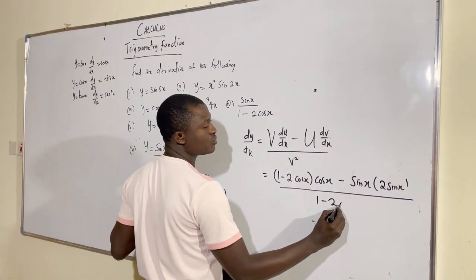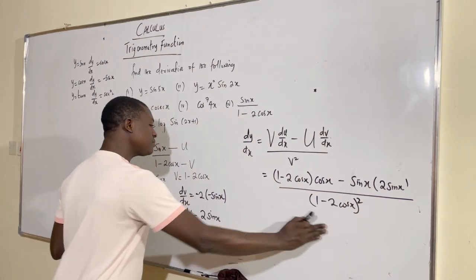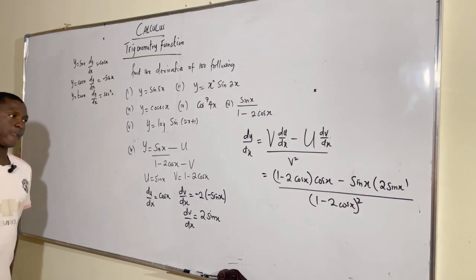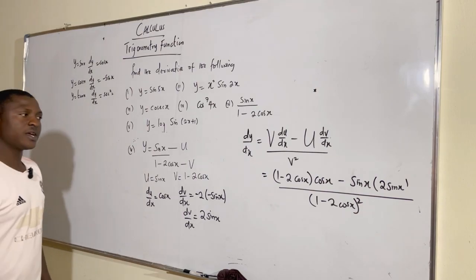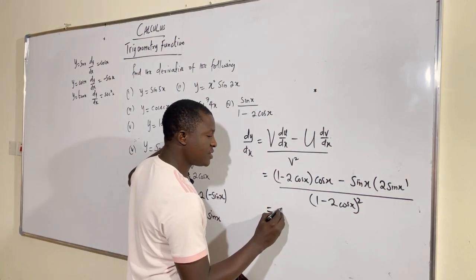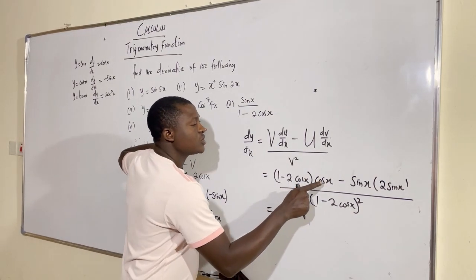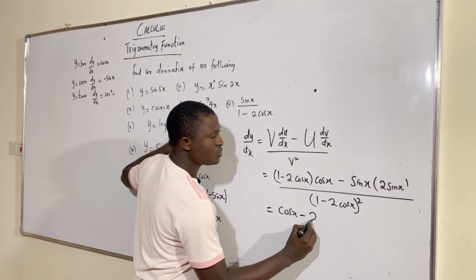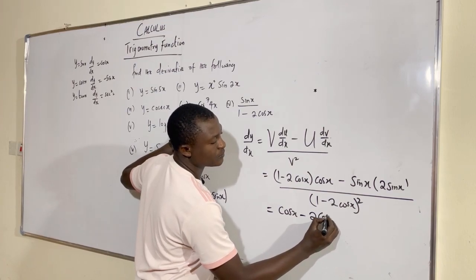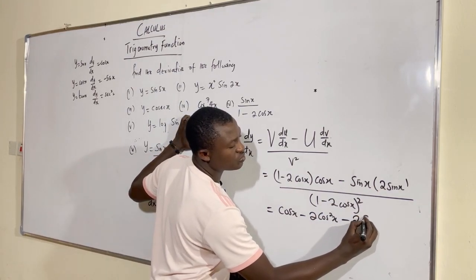1 minus 2 cos x all squared. Can you see that? Yeah, good. So now let's open the bracket with this. If I open the bracket, 1 times cos x, of course, we are going to have cos x. I'm opening the brackets now. Cos x times this, and we have minus 2 cos square x, minus times this, and we have minus 2 sine square x. You can see.